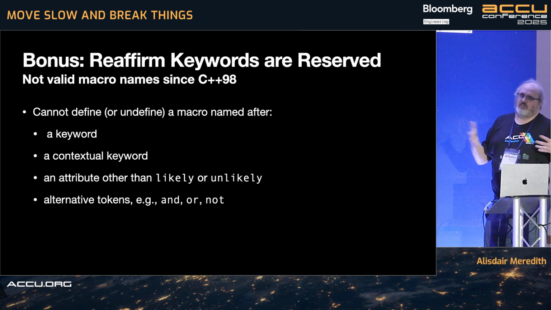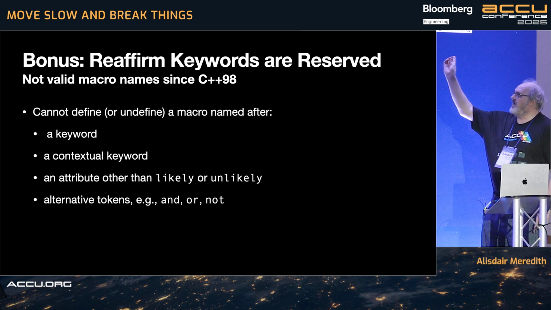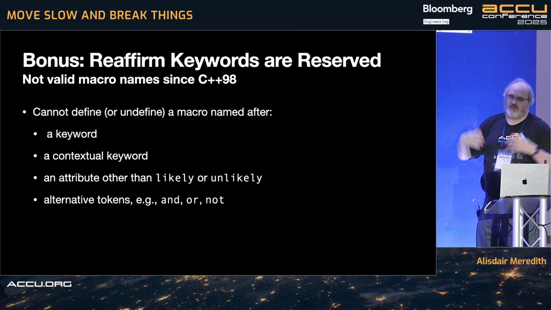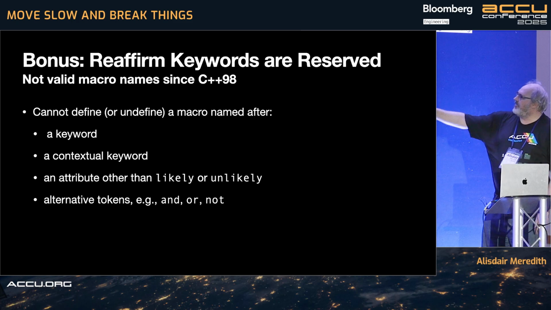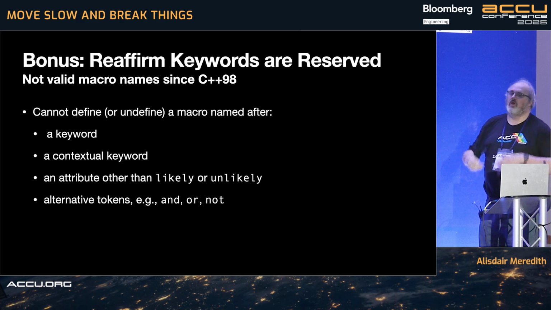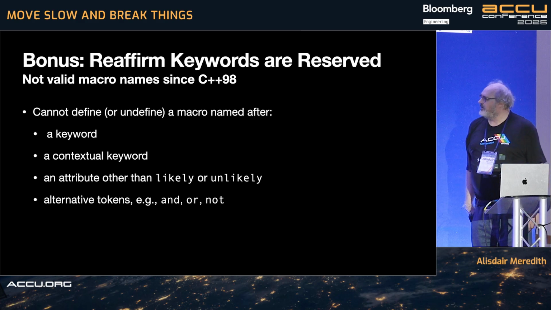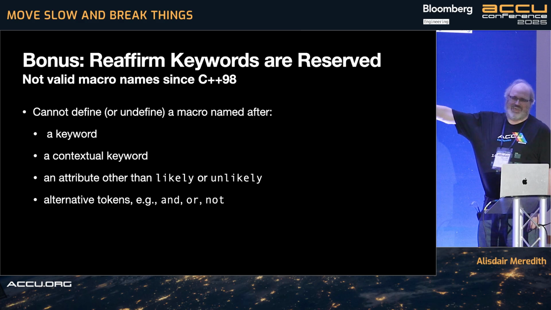So, things that you're not allowed to define: any of the keywords, any of the contextual keywords, so final, override, any of the attribute names, other than likely or unlikely, because those were too widely used as macros back in the day, so those particular attributes got an exemption. And the alternative tokens, like and, or, not.